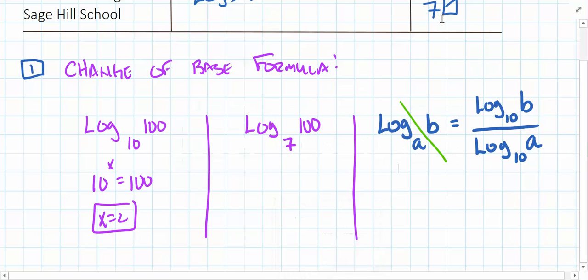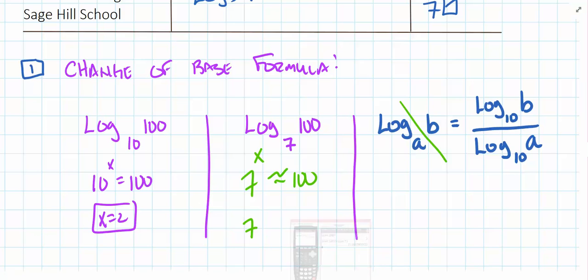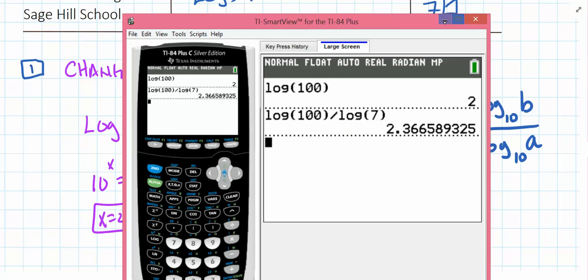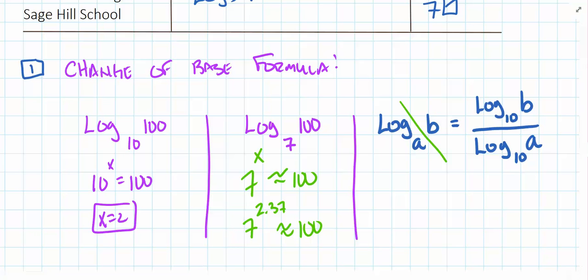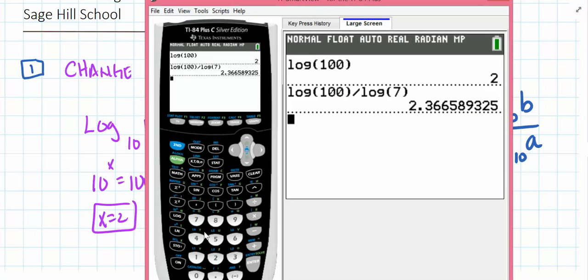So this says 7 to what power is approximately 100? Well, we have figured out that 7 to the 2.37 is approximately 100. That's what that means. So watch what happens when you actually check this on the calculator. If I do 7 to the 2.37, right? I would get approximately 100, and look, there it is, 100.6 and some change, okay?